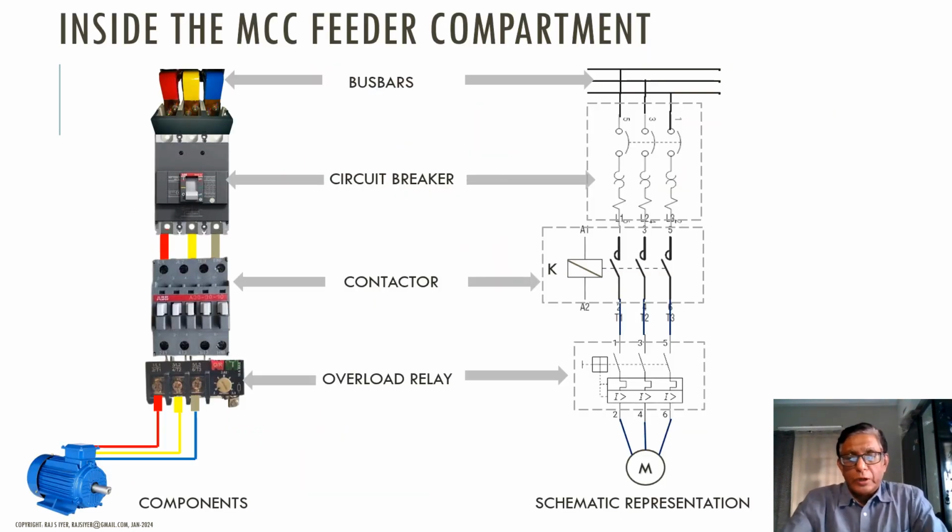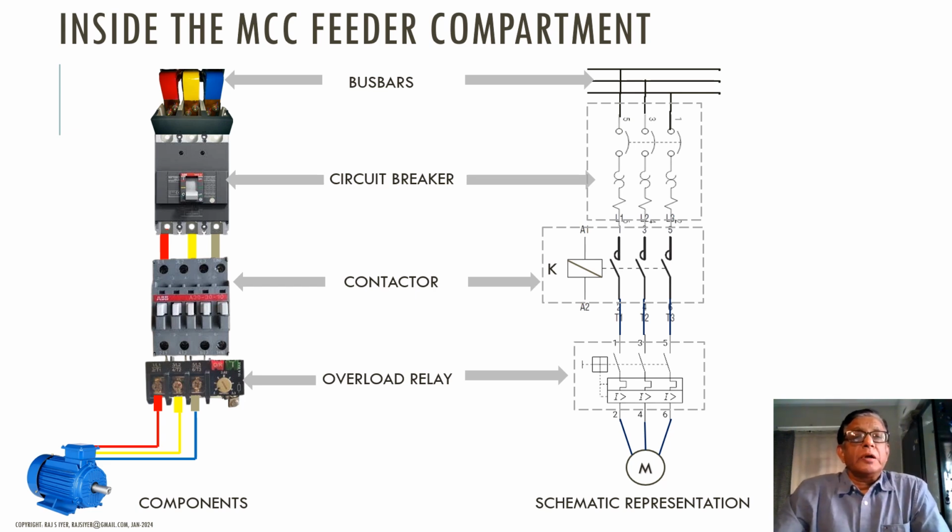Okay, here is what lies inside a feeder. This slide shows how it looks on the left side, and the electrical schematic is given on the right side, and how each component is depicted on the electrical schematic. On the top, we have the bus bars. The bus bars are typically called R, Y, and B according to the standard notation for three phase, that is R phase, Y phase, B phase.